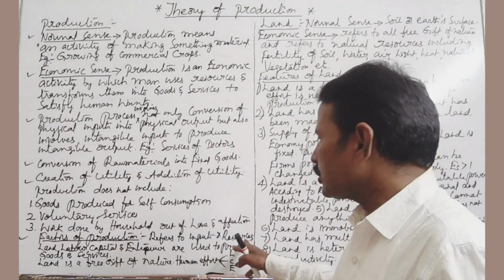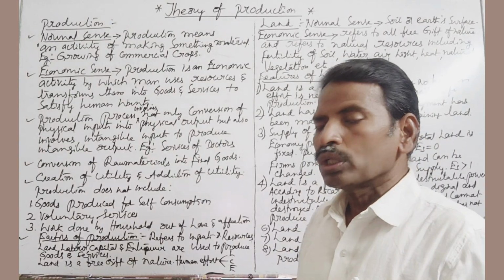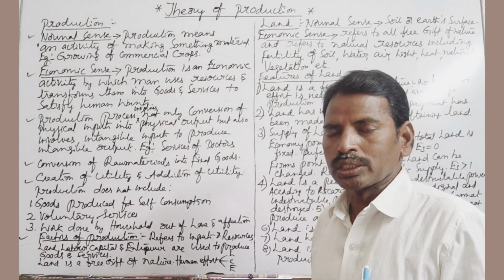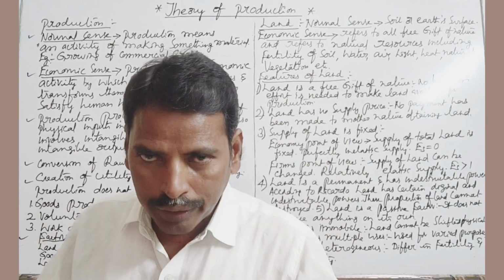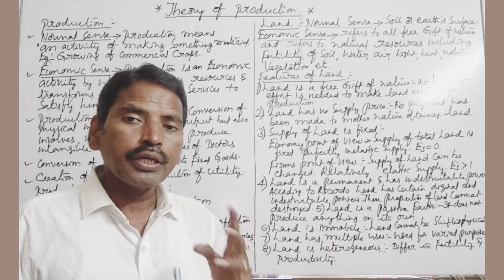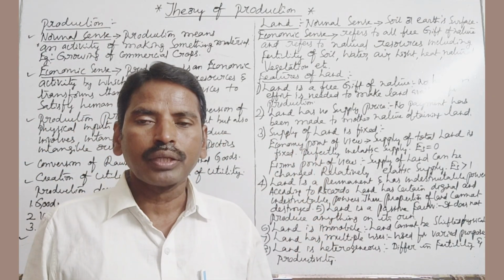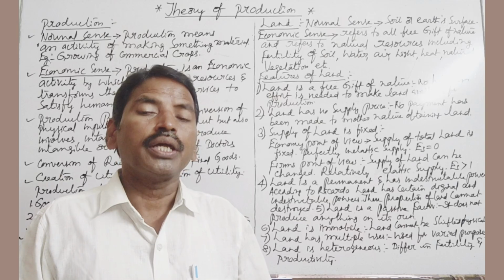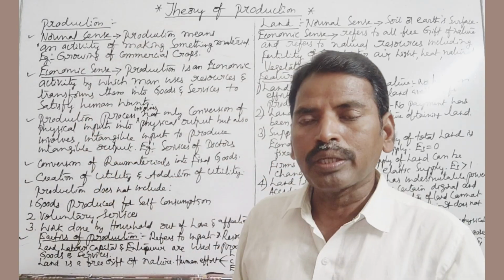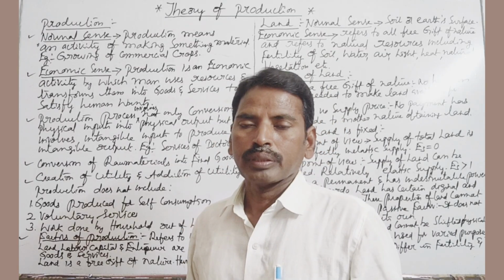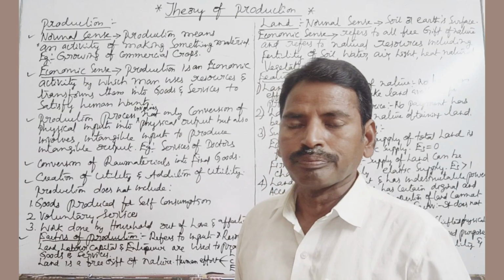Factors of production refer to inputs or resources. Land, labor, capital, and entrepreneur are used to produce goods and services to satisfy human wants. Land is a free gift of nature, whereas human effort is classified into labor, capital, and entrepreneur. This is the information regarding factors of production.